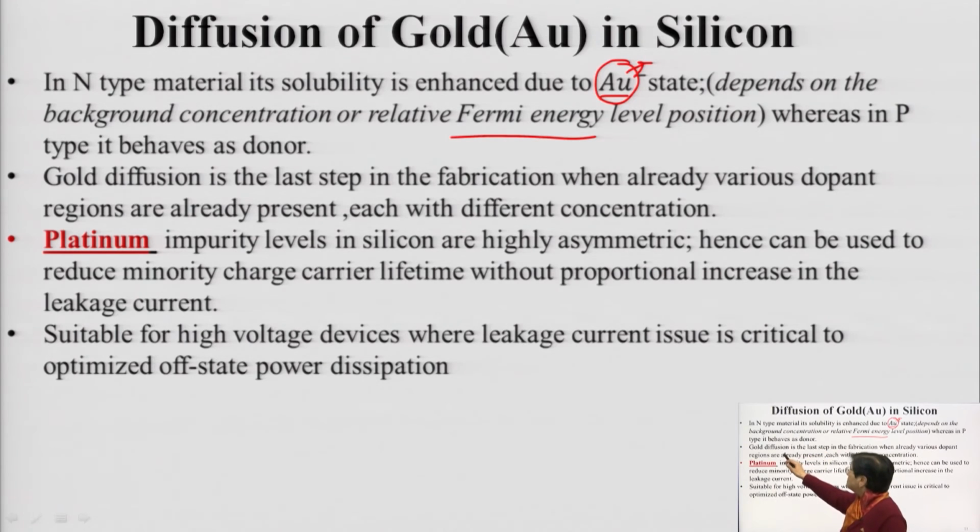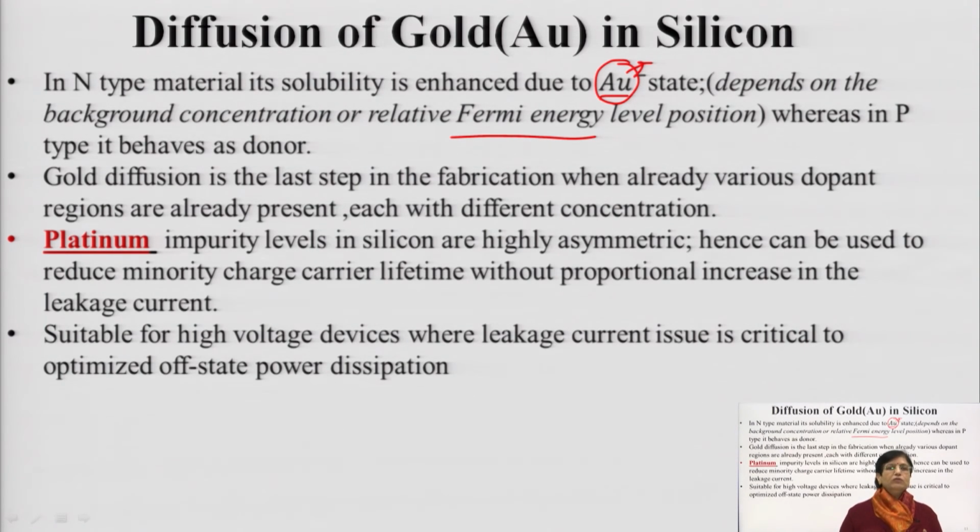So, gold diffusion is to be carried out as the last step of the fabrication. When you have already introduced different dopant profiles at different concentration levels, the last thing is the gold dopant profile created within the silicon bulk, when the devices are being created and you want deep lying or deep penetrating impurities to be introduced, such as gold.